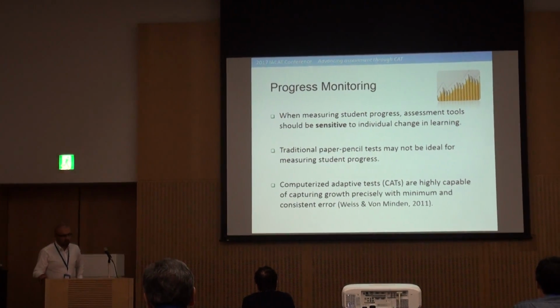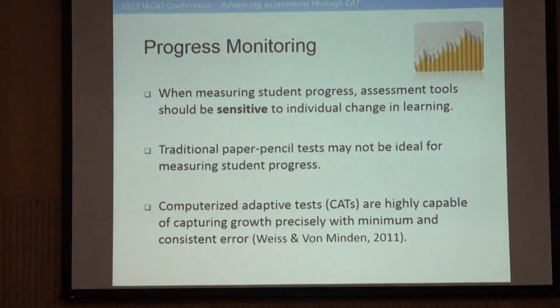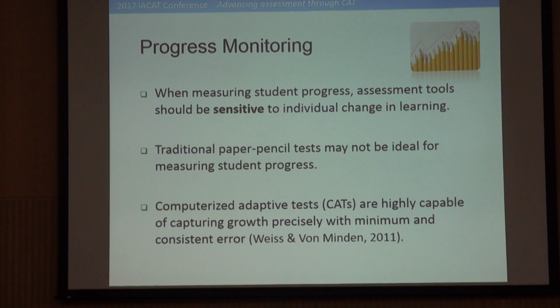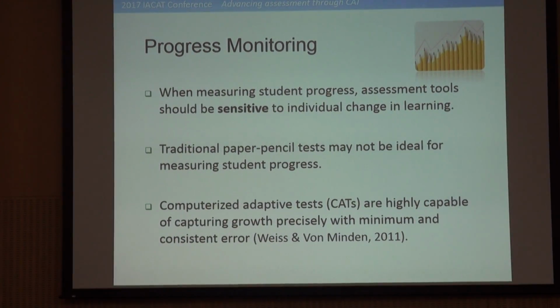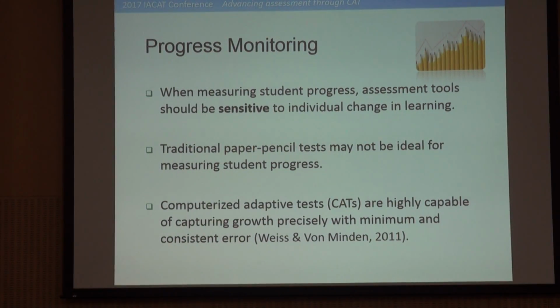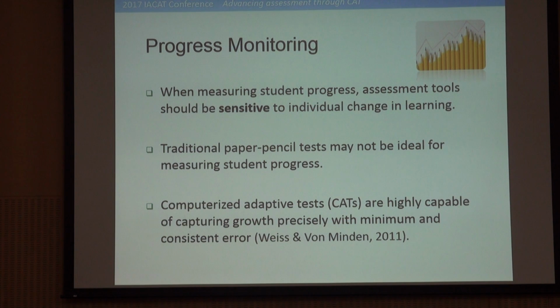When measuring student progress, assessment tools should be really sensitive because even a little change in learning is important in this case. That's why the traditional paper-pencil tests are not really suitable, because giving the same tests to all students may not be suitable, as the tests are not really sensitive. Some items could be so easy for some students, or those who struggle with the content may not even answer most of the items on the test.